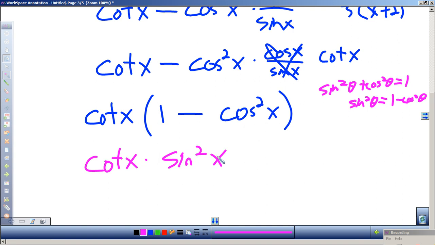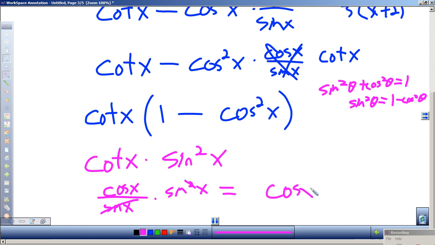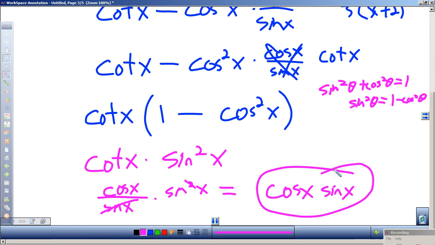And we're almost done. Let's change it back to cosine over sine. So probably we could have left it that way anywhere, throughout the whole problem. However, if I have cosine x over sine x times sine squared x, what's going to happen? Okay, sine is going to cancel with one of these, leaving us just cosine x times sine x. That would be the final answer.